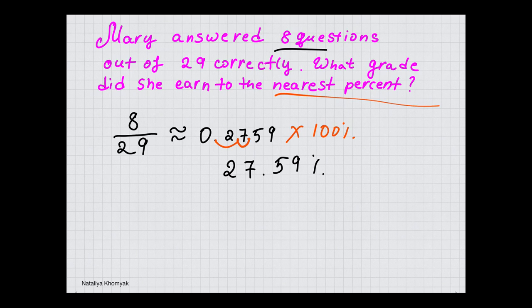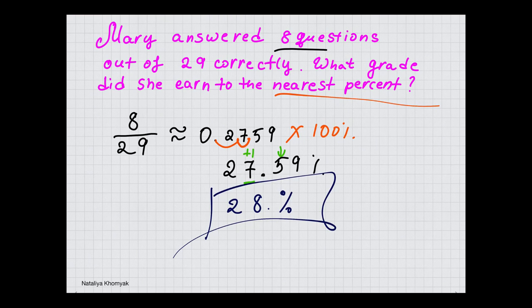Since the question is to the nearest percent, we need to round off to the nearest whole number, which is 27. In order to do so, you look at the next number, which is 5. If it's 5 or more, you add 1 to the previous number. If it's less than 5, you just drop everything after. So we get 27 plus 1 is 28%. We have 28%. That's all.